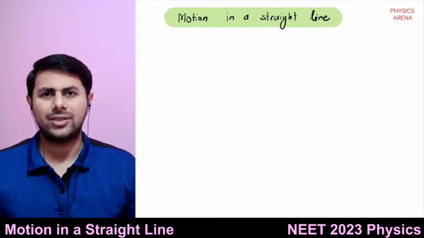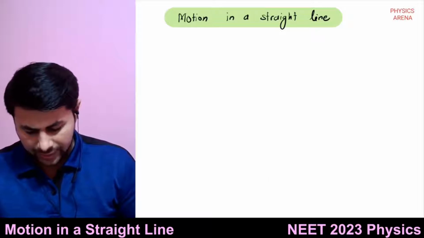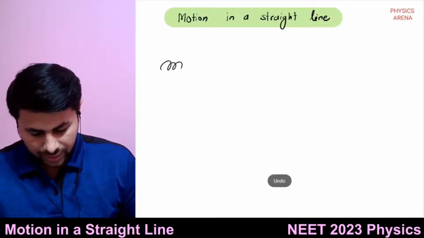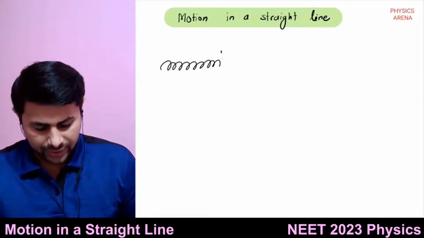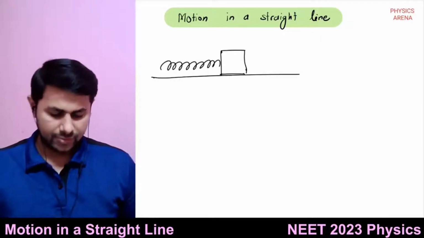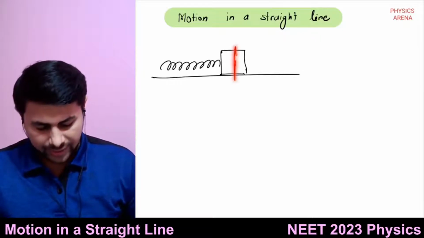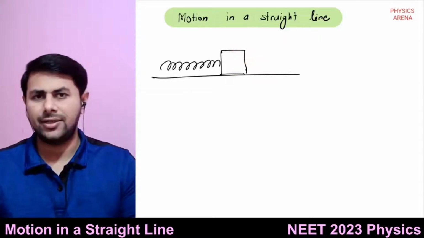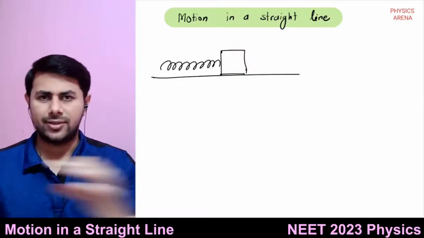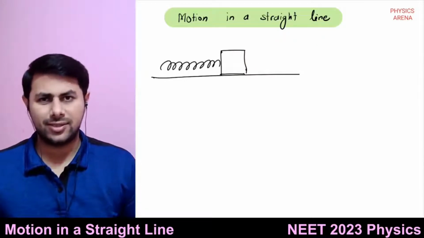For an example, we can consider a mass connected to a spring. It's kept on a floor or, let's say, on a desk, and you pull this mass towards the right and release it. It will move like this, back and forth. So the motion of this mass is motion in a straight line.